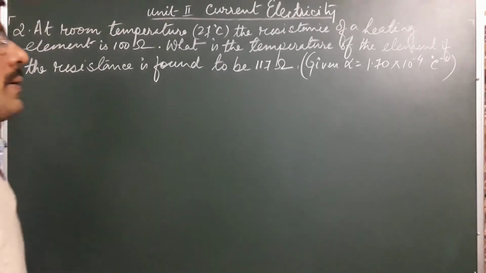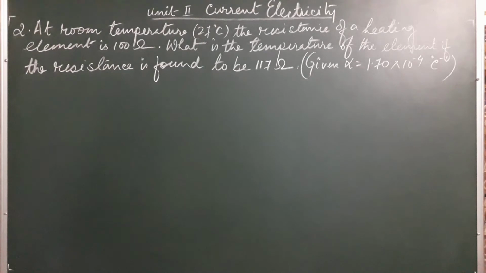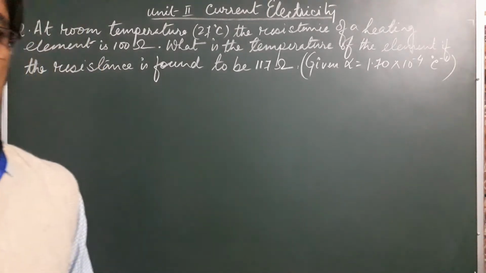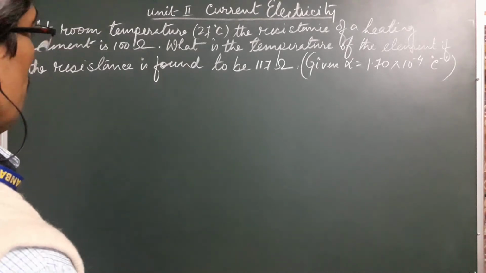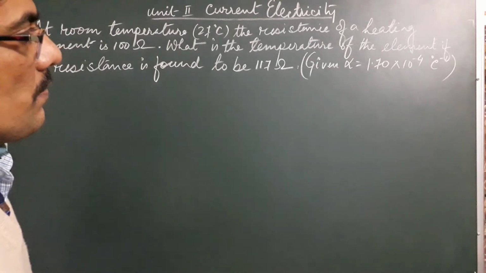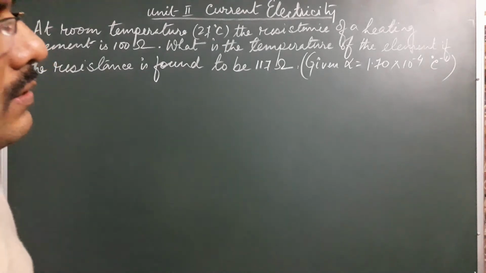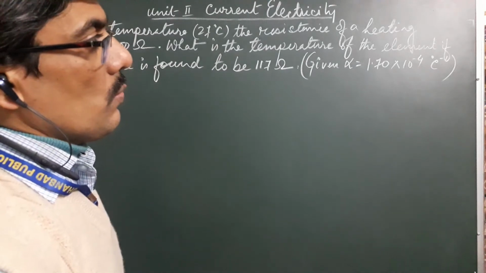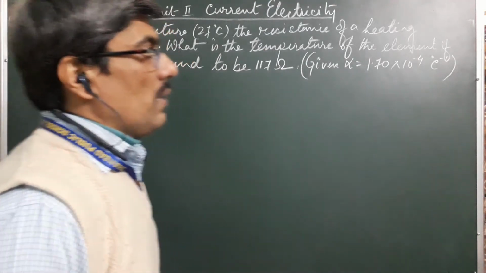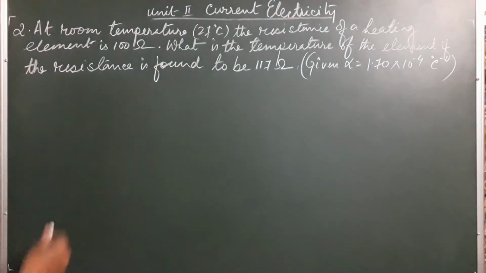The next question today. See, at room temperature, that is 27 degrees Celsius, generally taken as 27 degrees Celsius, the resistance of a heating element is 100 ohms. What is the temperature of the element if the resistance is found to be 117 ohms? What is given? Alpha, that is the temperature coefficient of the material of the element, is 1.70 into 10 to the power minus 4 per degree Celsius. Let's see how you solve this.